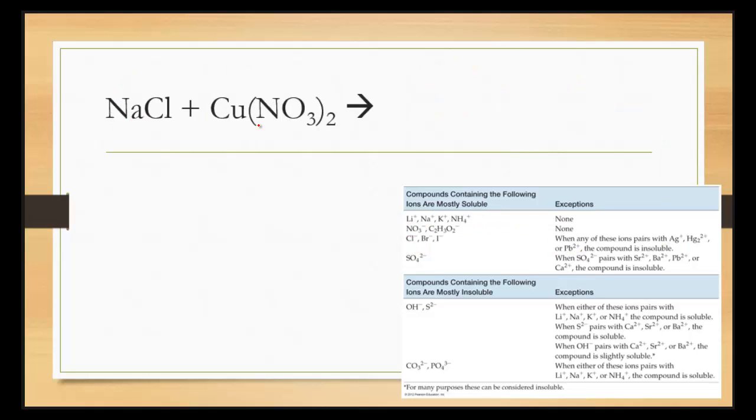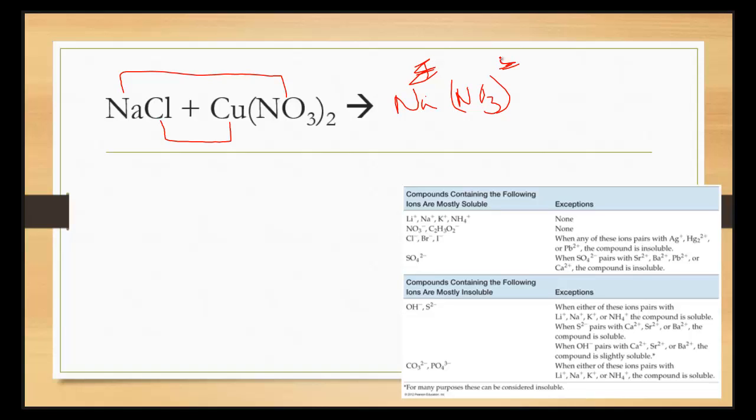The inside ions come together, outside ions come together. We have Na is now with NO3. NO3 is a polyatomic ion, which is why that 3 came across. Na is a +1, NO3 is a -1. Crisscross it, becomes 1 and 1.